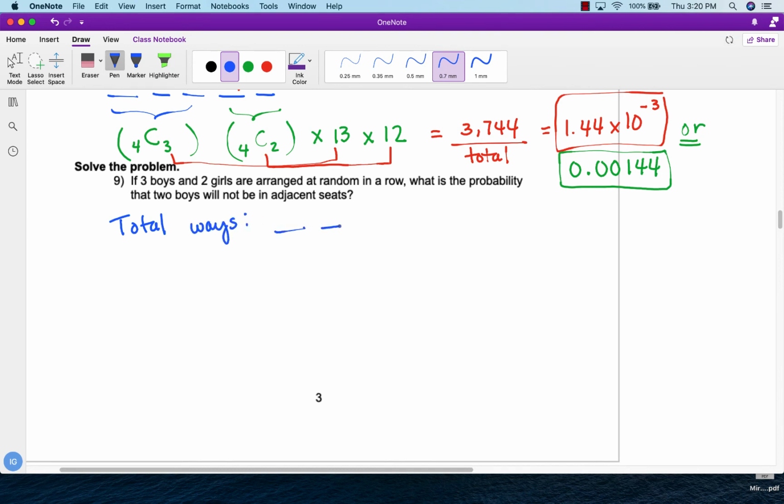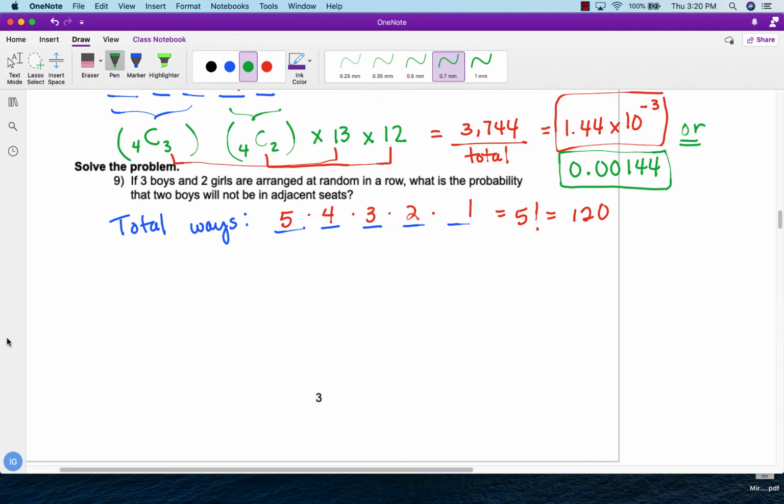So we have 5 seats, and we have 5 options for the first seat. That's including the 3 boys and the 2 girls. And then if you sit one here, then you can't sit it here. So then you have 4, 3, 2, and 1, which is 5 factorial. 5 factorial is 120, I think. Double check. I'm pretty sure it's 520. 120, I mean. Okay, so now let's think about no boys in adjacent seats.